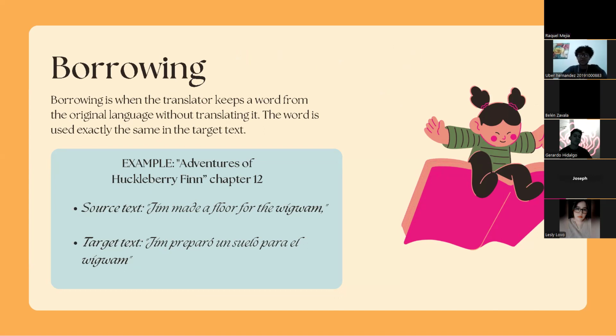A good example is the word wigwam. In the phrase "Jim made a floor for the wigwam" in English, and in Spanish, "Jim preparó el suelo para el wigwam." The translator doesn't look for another word. Instead, the text also used the word wigwam. This shows borrowing because the term comes from Native American culture, and there is no simple Spanish equivalent. Keeping the original word helps maintain the cultural meaning of the story.